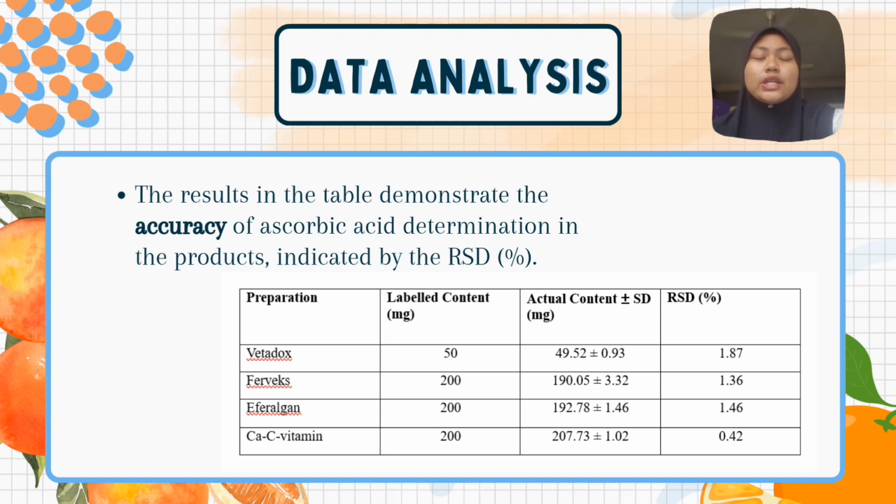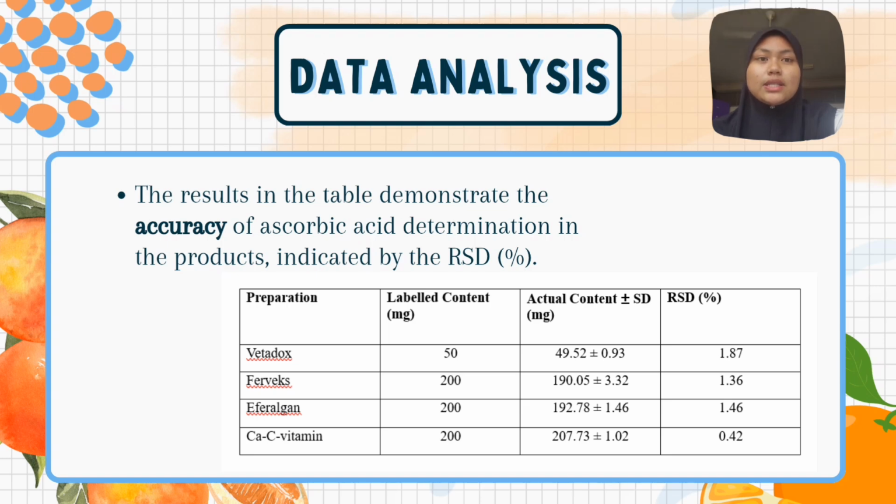Next, Burfax. The label content for it is 200 mg. The actual content for it is 190.05 plus minus 3.32. The RSD is 1.36%. Further, Efferogan. The label content for it is 200 mg. The actual content is 192.78 plus minus 1.46. The RSD is 1.46%.